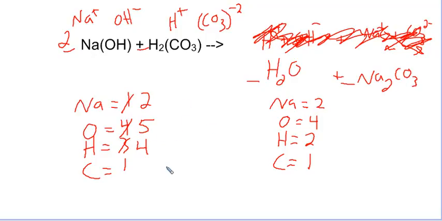So why don't we skip the oxygens and do the hydrogens? If we put a 2 right here, that's going to change this to 4. It's going to change this to 5. And then everything is balanced. So we have 2, 1, 2, 1.